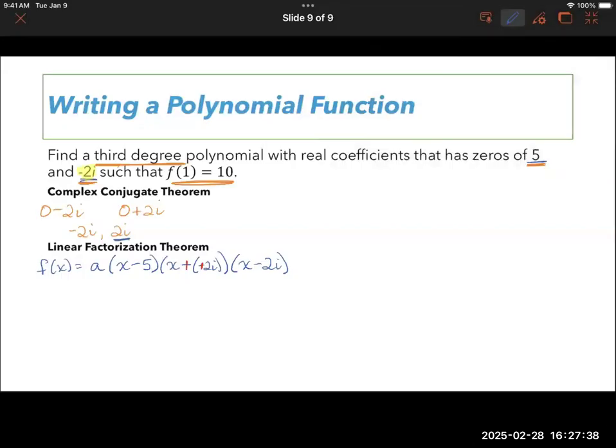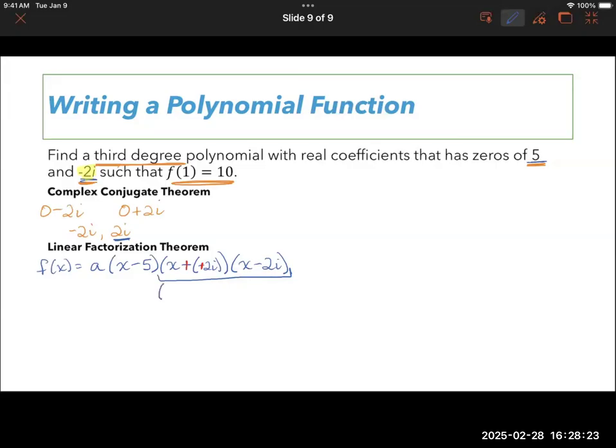Now, if you are looking at factors that contain non-real zeros, I would highly recommend that you multiply those factors first. If you don't have any factors involved with these non-real zeros, then it doesn't really matter what order you multiply in. But with non-real zeros, you really should multiply those two together first, because if you do this correctly, all of the i terms should cancel each other out. And then the multiplying with the rest of your factors becomes a little more straightforward.